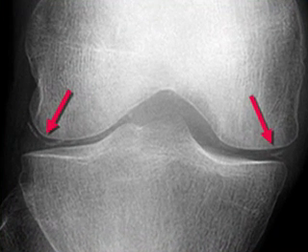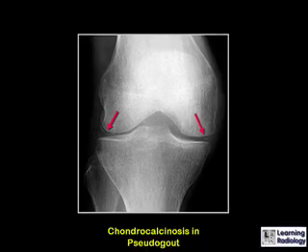This is an example of chondrocalcinosis in the knee in a patient who had warmth, swelling, and tenderness, all signs of inflammation around the knee, and who had pseudogout. You can see there is a thin, curvilinear density that parallels the end of the distal femur and represents calcification in the distal femoral articular cartilage.